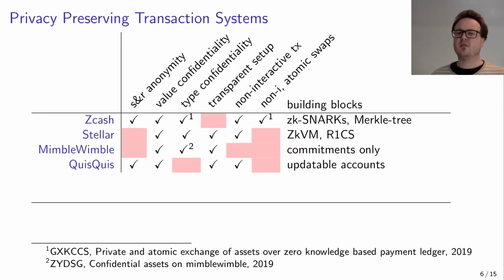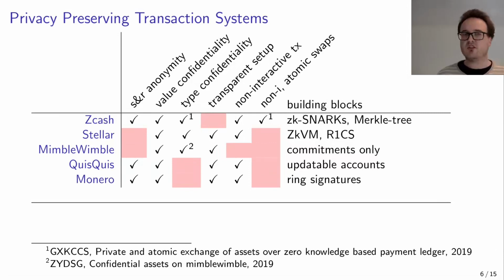Quiz is a different approach which focuses on the fact that the state grows, and in most other transaction systems you cannot prune, and Quiz is able to prune stuff, but there the issue is integrating type confidentiality. So that was not suitable as a base to achieve our goal.